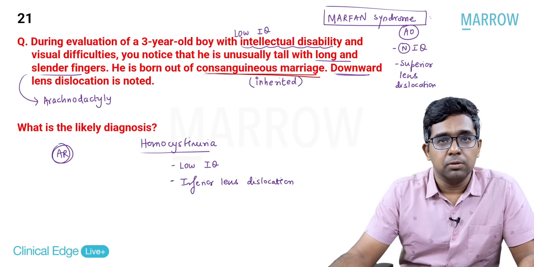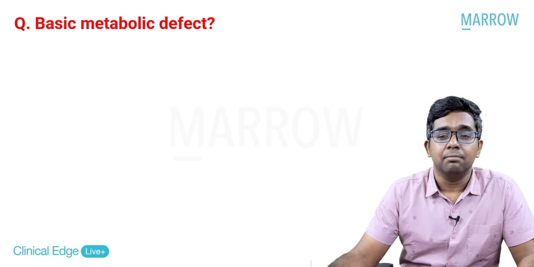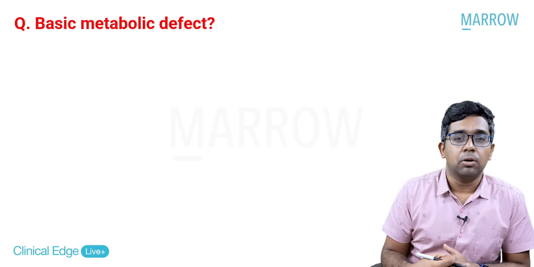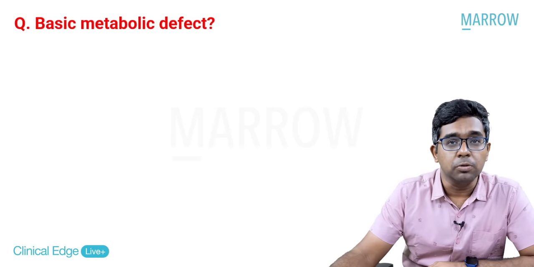One more question also. What is the basic metabolic defect in homocystinuria? You all know that it's a metabolic disorder due to accumulation of homocysteine.